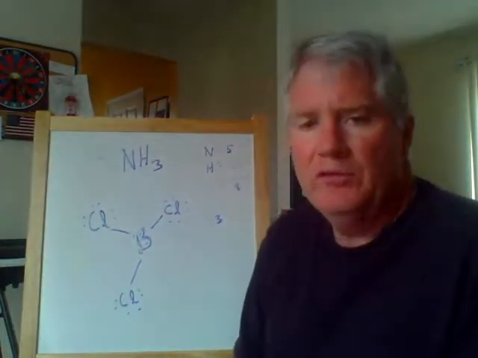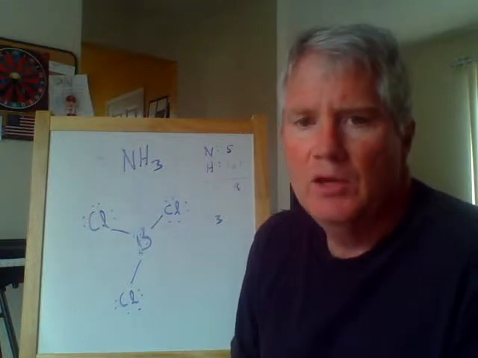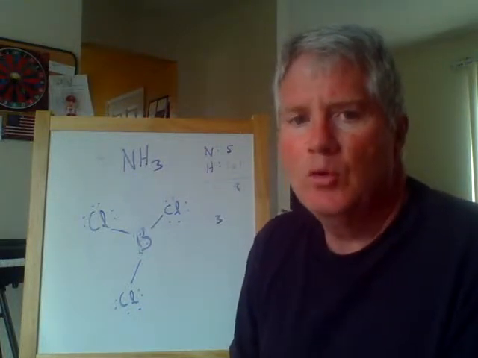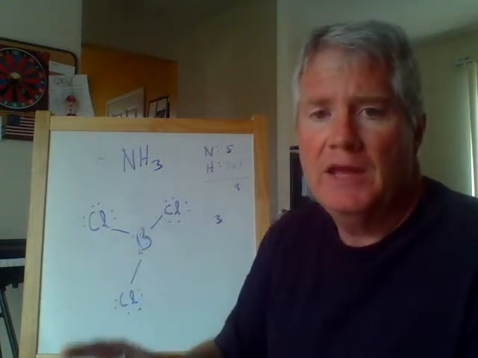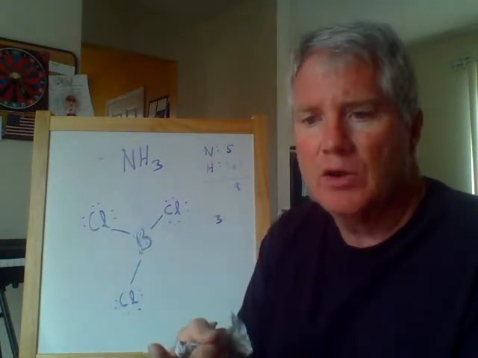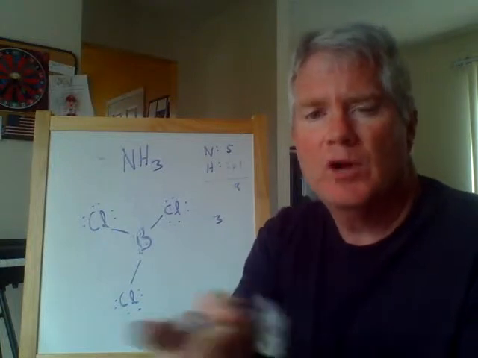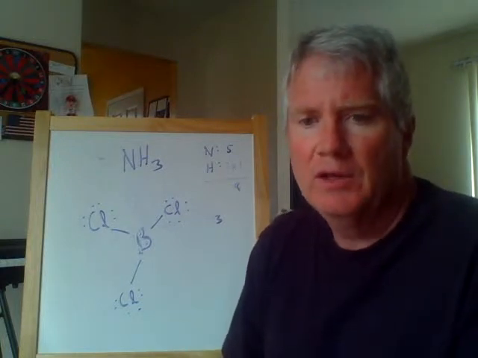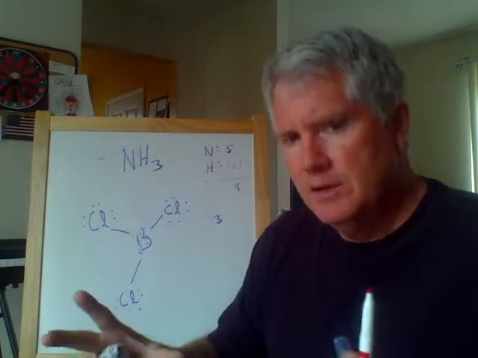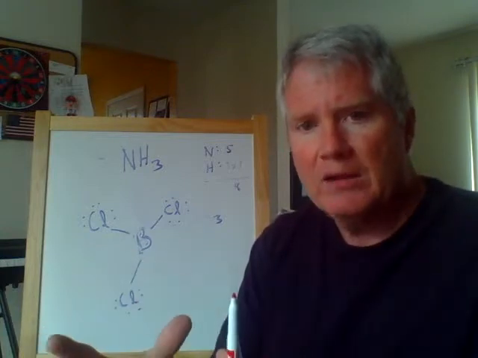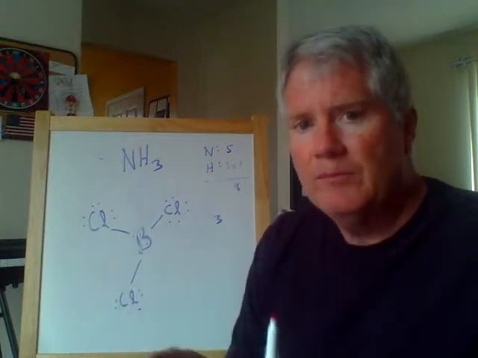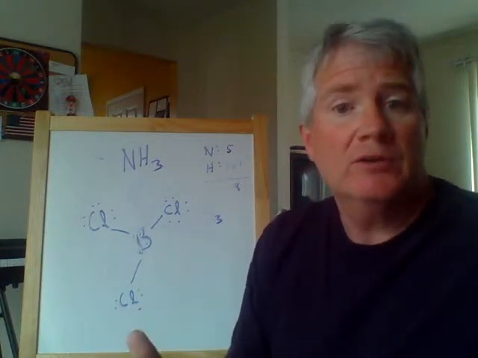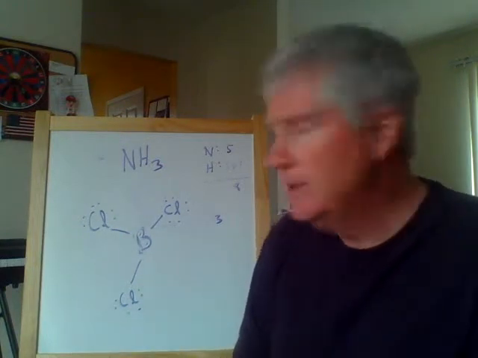The third exception to the octet rule is that some species don't have fully paired electrons. They have what are called unpaired electrons, also known as free radicals. We talked about this in some previous videos. So for situations that involve free radicals or unpaired electrons, one of those atoms will end up having an odd number of electrons, and therefore not a full octet.